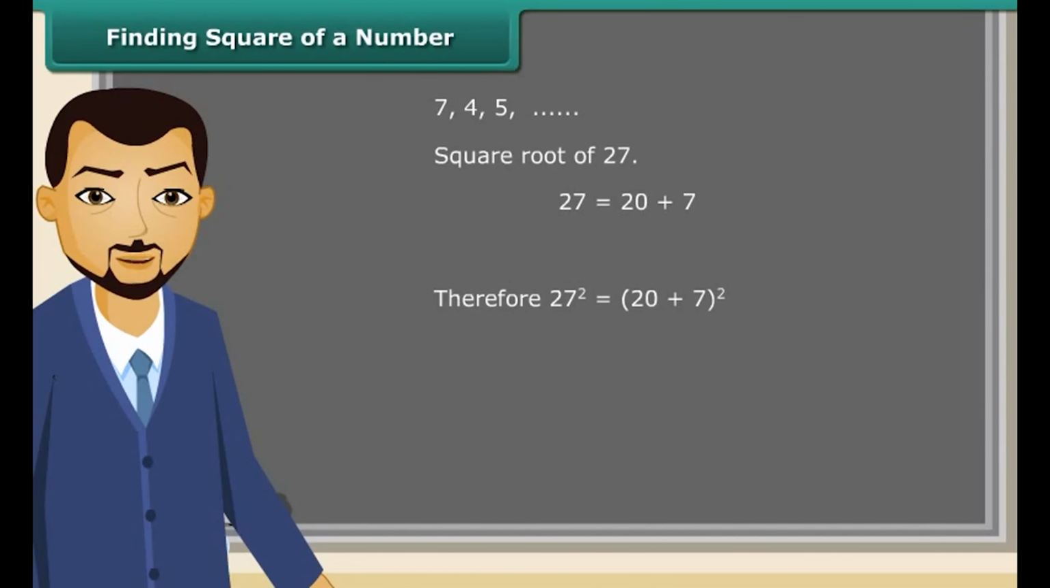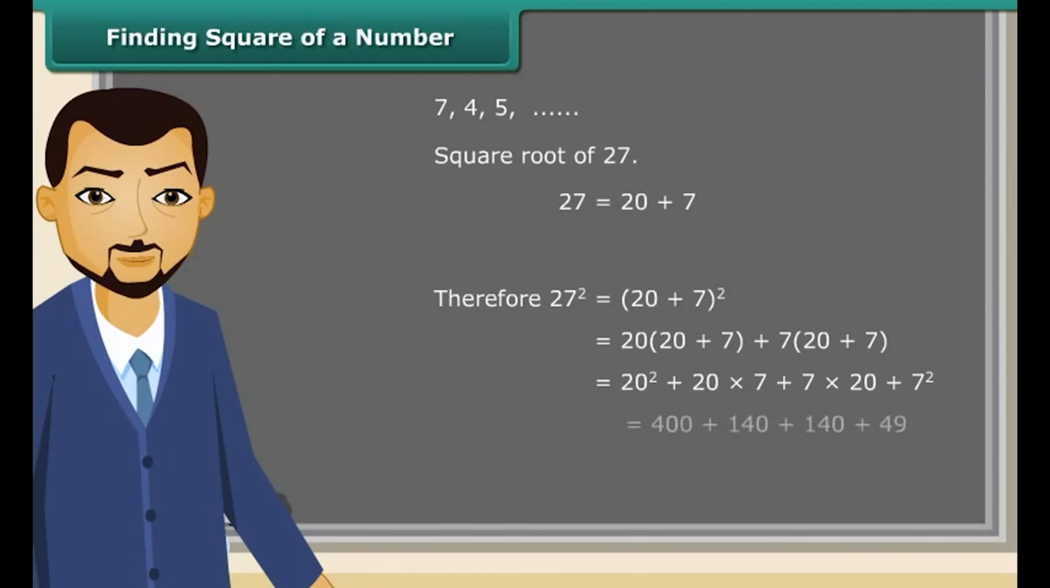Therefore, the square of 27 is equal to (20 + 7)² is equal to 20 × 20 + 7 × 20 + 7 × 20 + 7 × 7, which is equal to 20² + 20 × 7 + 7 × 20 + 7², which is equal to 400 + 140 + 140 + 49, which is equal to 729.